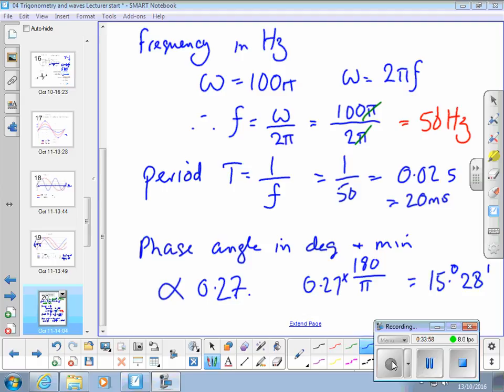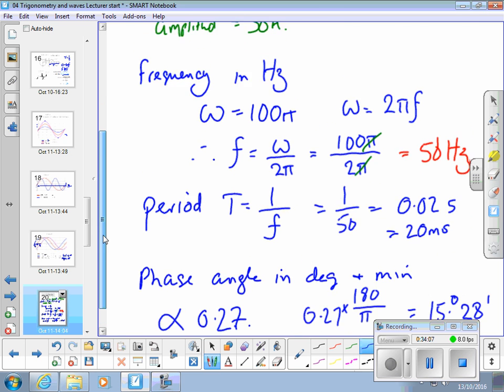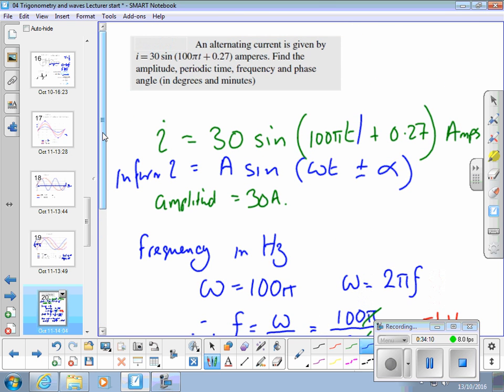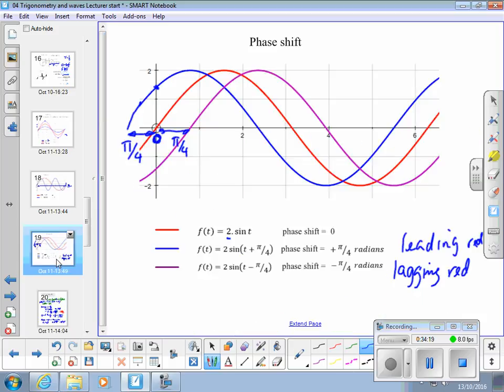But tell me, is it leading or lagging? Look back at the notes if you don't remember. Look at the function that you've been given for i. So plus 0.27 radians. Where we had a plus pi over 4 radians, it was leading. So a positive angle means it's a leading situation. And you should really be qualifying that with that type of statement. Is it leading or lagging? It could be either.